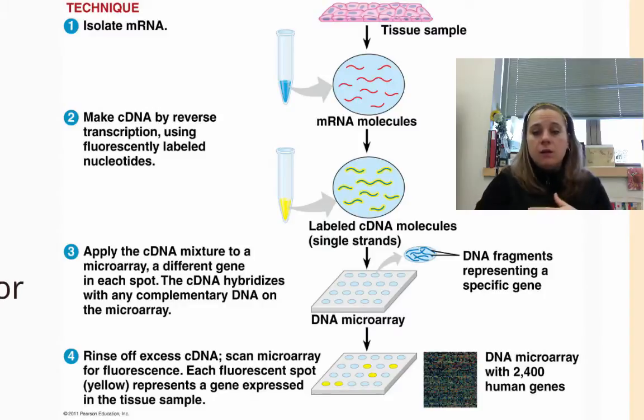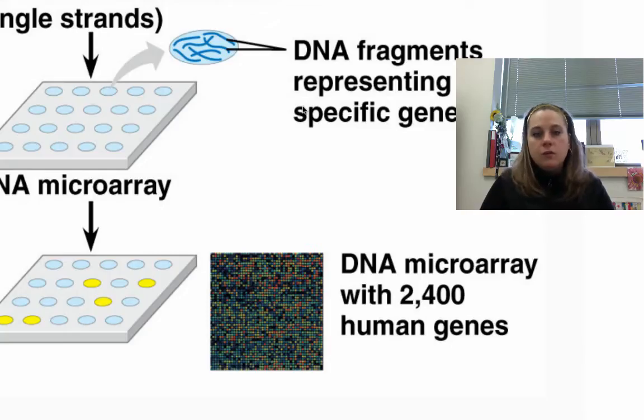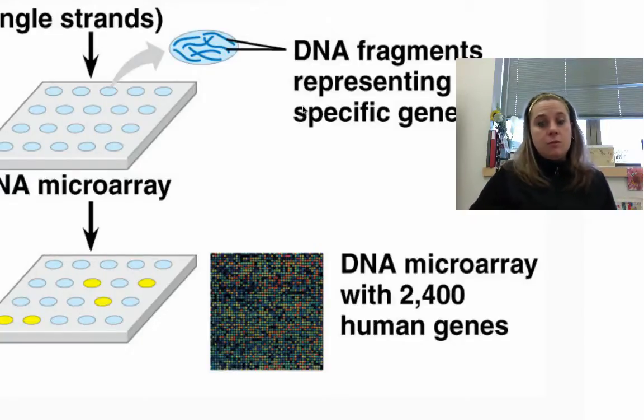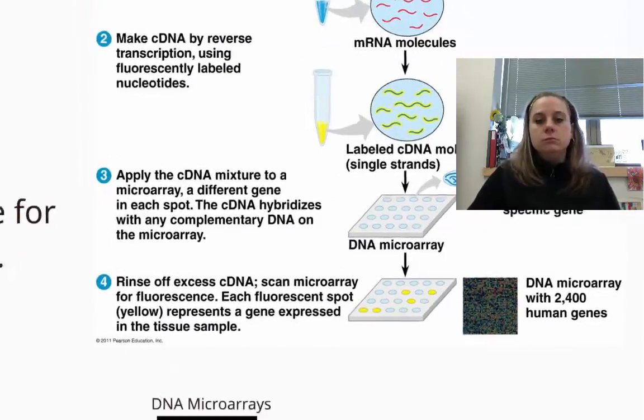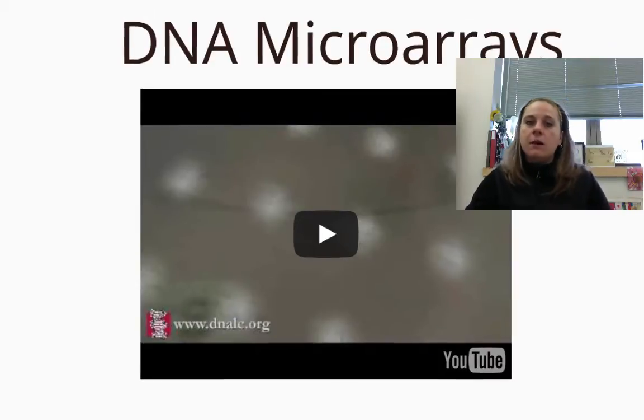So here is just a fun one, if we zoom in on this. If you look at this microarray, it's got 2,400 human genes on it. Each yellow spot would be a functioning gene in that particular tissue. So that's pretty stinking cool. Again, take a minute, and this gives you a visual sense of how microarrays work.